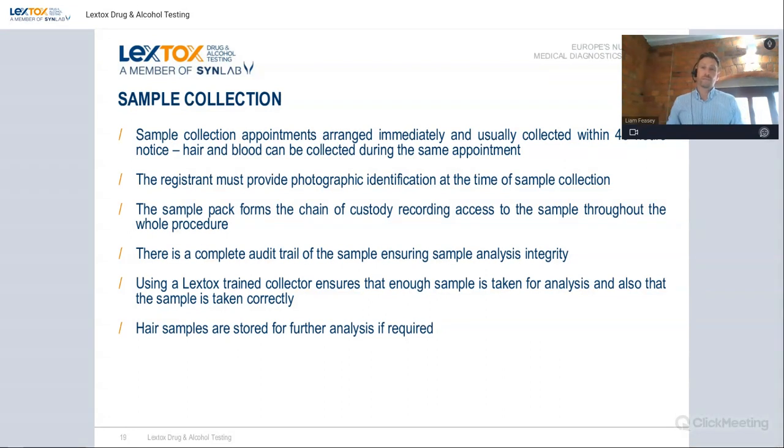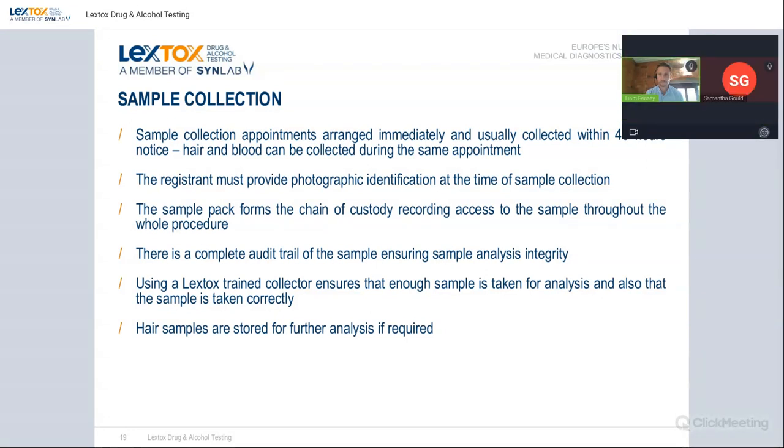Okay. So moving on to the sample collection quickly then. So as Sammy said at the beginning, sample collection appointments can be arranged immediately and usually collected within 48 hours' notice, and we can collect hair and blood during the same collection appointment. For a SCRAM device fitting, that generally lasts a lot longer, so we would need to book a longer time slot for that fitting. It's about an hour to an hour and a half for a SCRAM compared to 30 minutes for a hair strand or 40 for a hair and blood test.